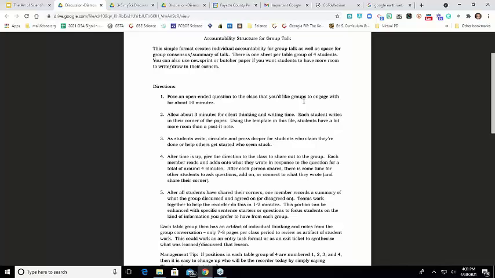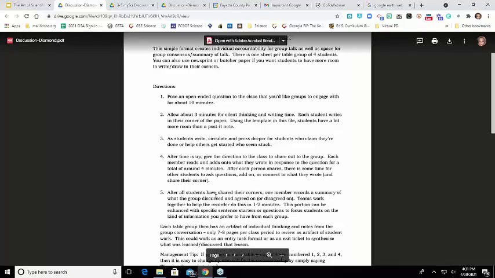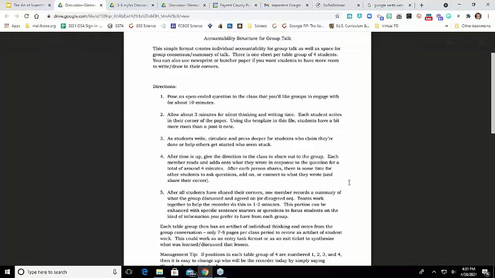Once that time is up, each member gets to read and add to what they wrote in response to maybe a question. That's 4 minutes for each person, and then they keep going around. After all the students have shared what they put in their corner, one member records a summary of what the group discussed and agreed on or disagreed on, if that's the case. The team works together to record it in 1 to 2 minutes.